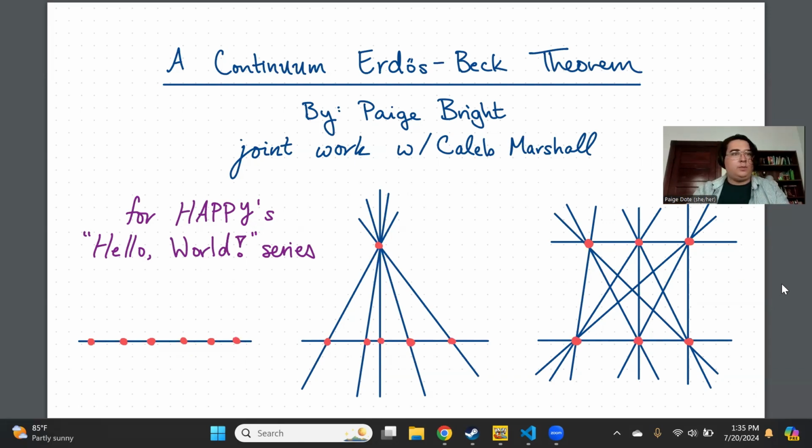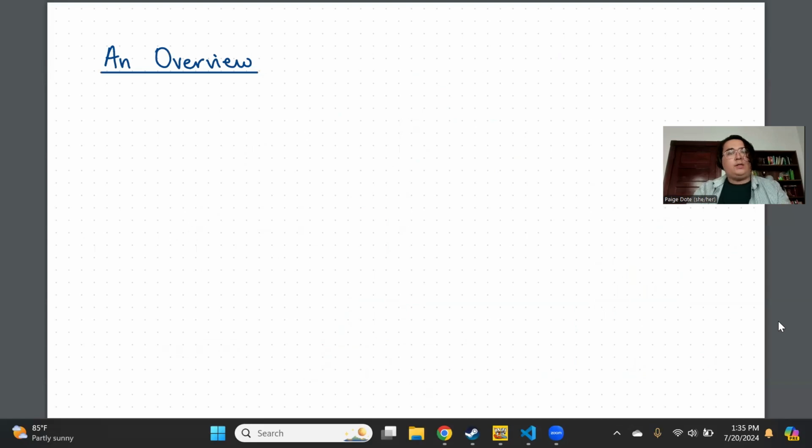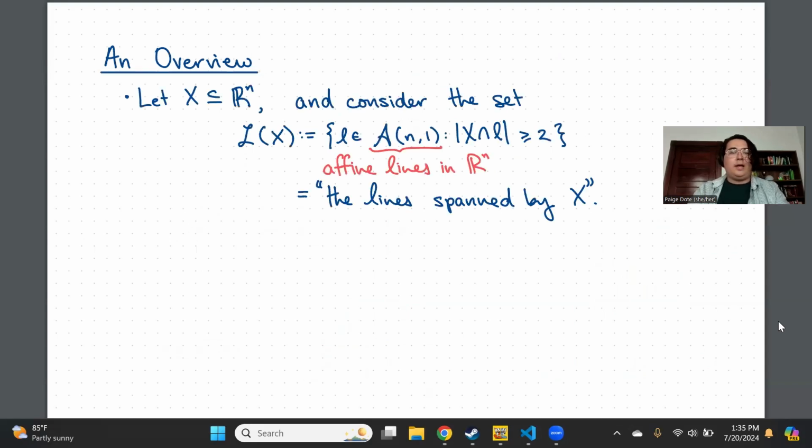So let's restate the problem with some notation. We take a subset X in R^n, and we consider the set L(X), which is the set of all lines in the affine Grassmannian, i.e. A(n,1), where the set intersected with the line has cardinality at least 2, i.e. every line contains at least 2 points. I'm going to refer to this as the line spanned by the set.